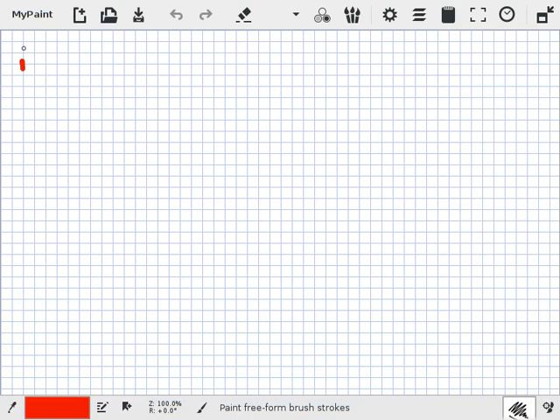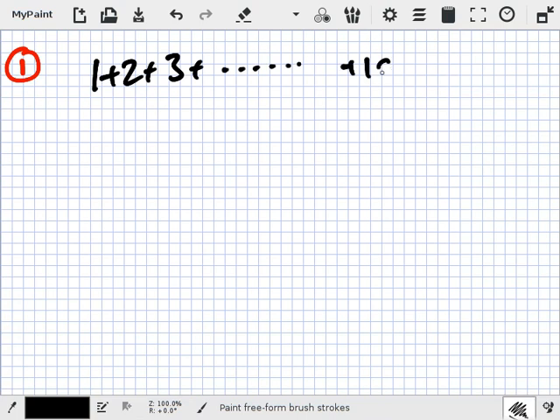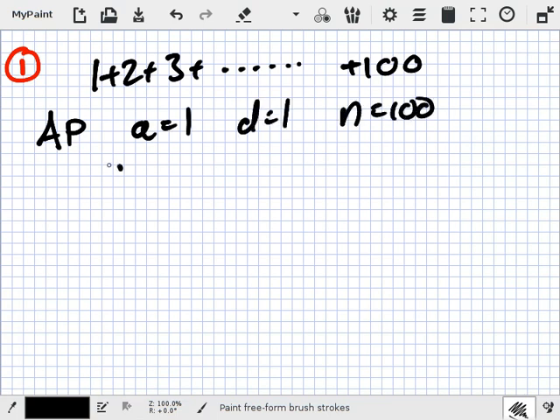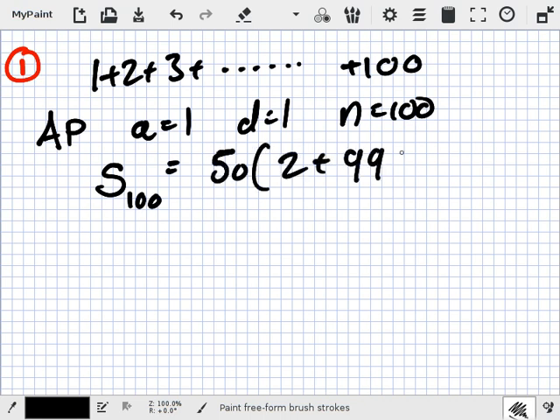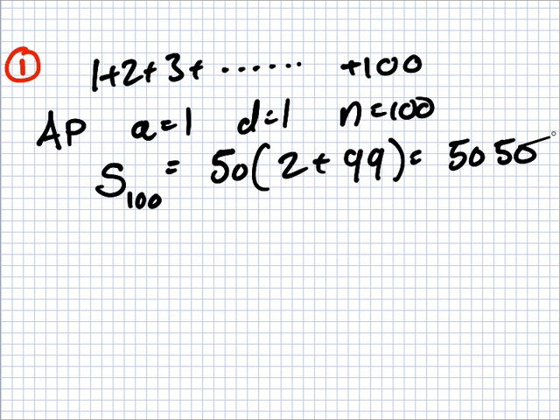So number 1, I want you to do 1 plus 2 plus 3 dot dot dot up to 100. So clearly this is an AP with A equals 1, D equals 1, N equals 100. And so the total S100 is N over 2 times (2A plus (N minus 1) times D), which is 5050. Easy peasy. Right.